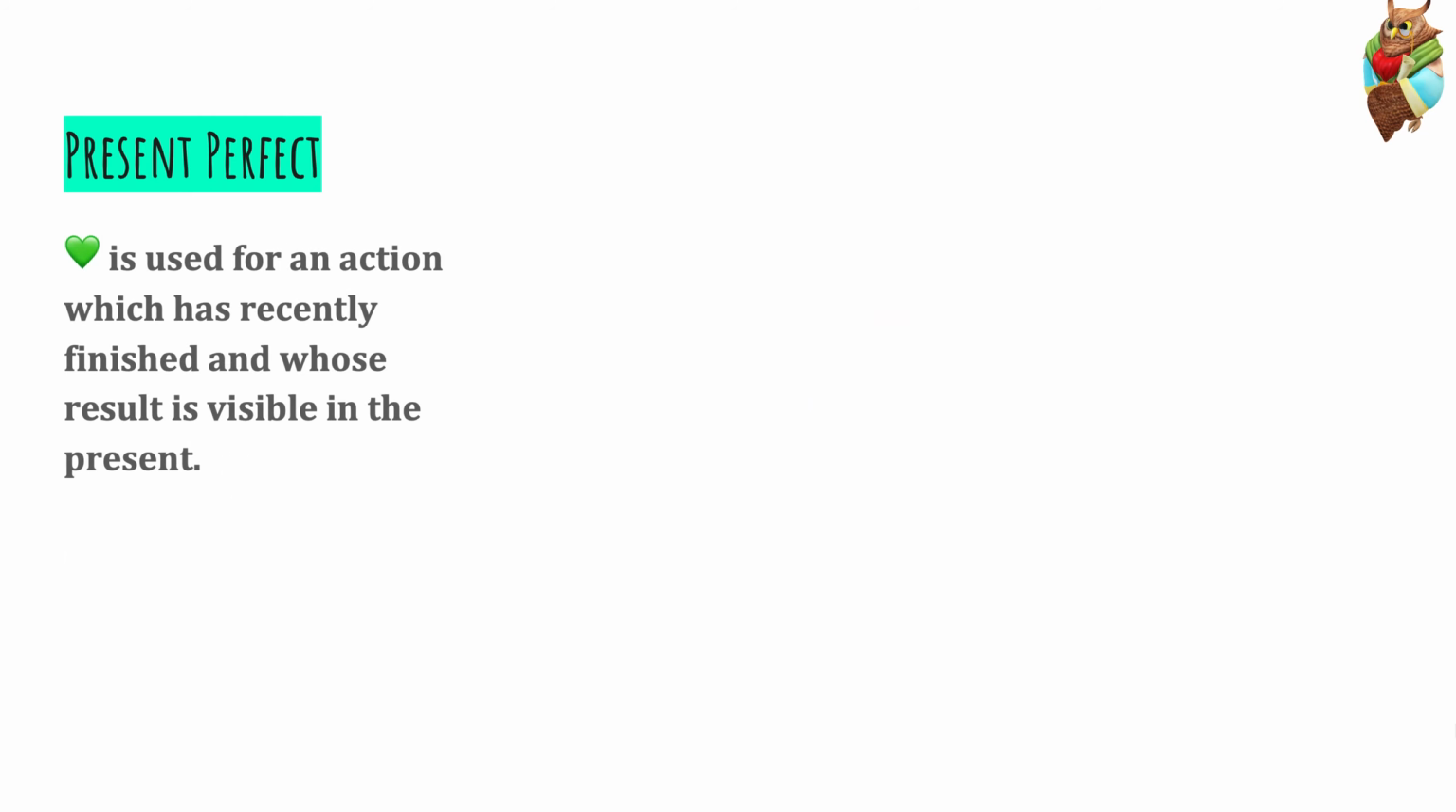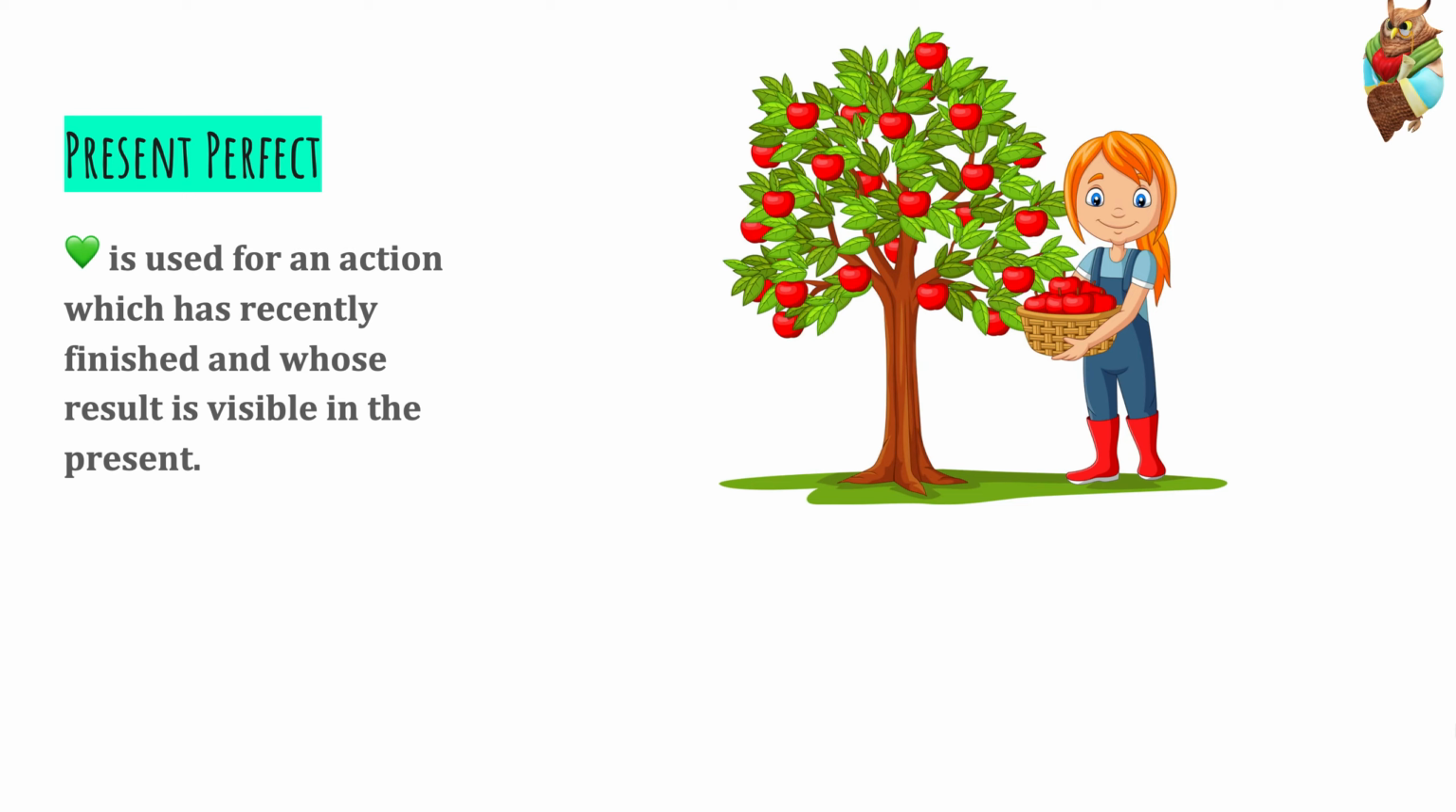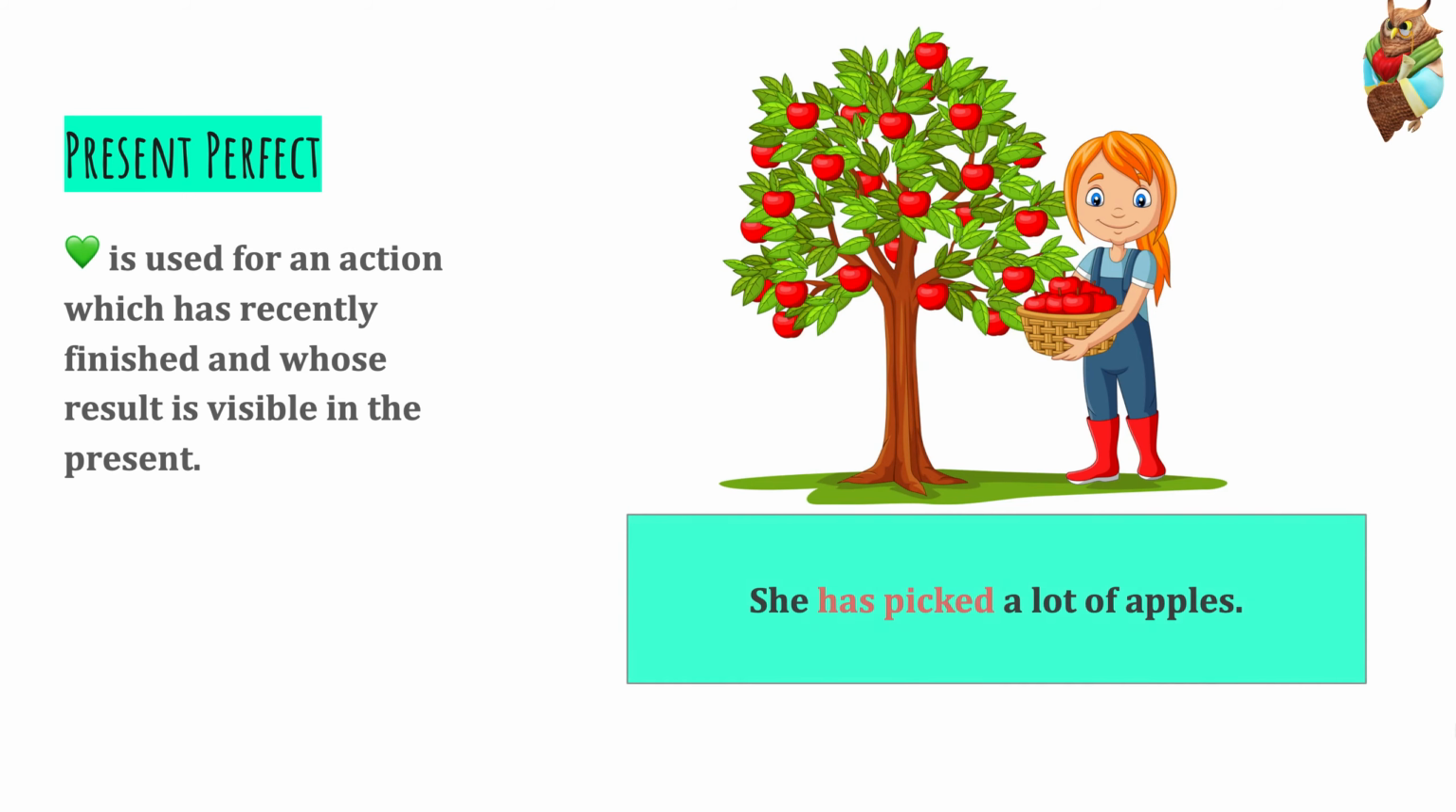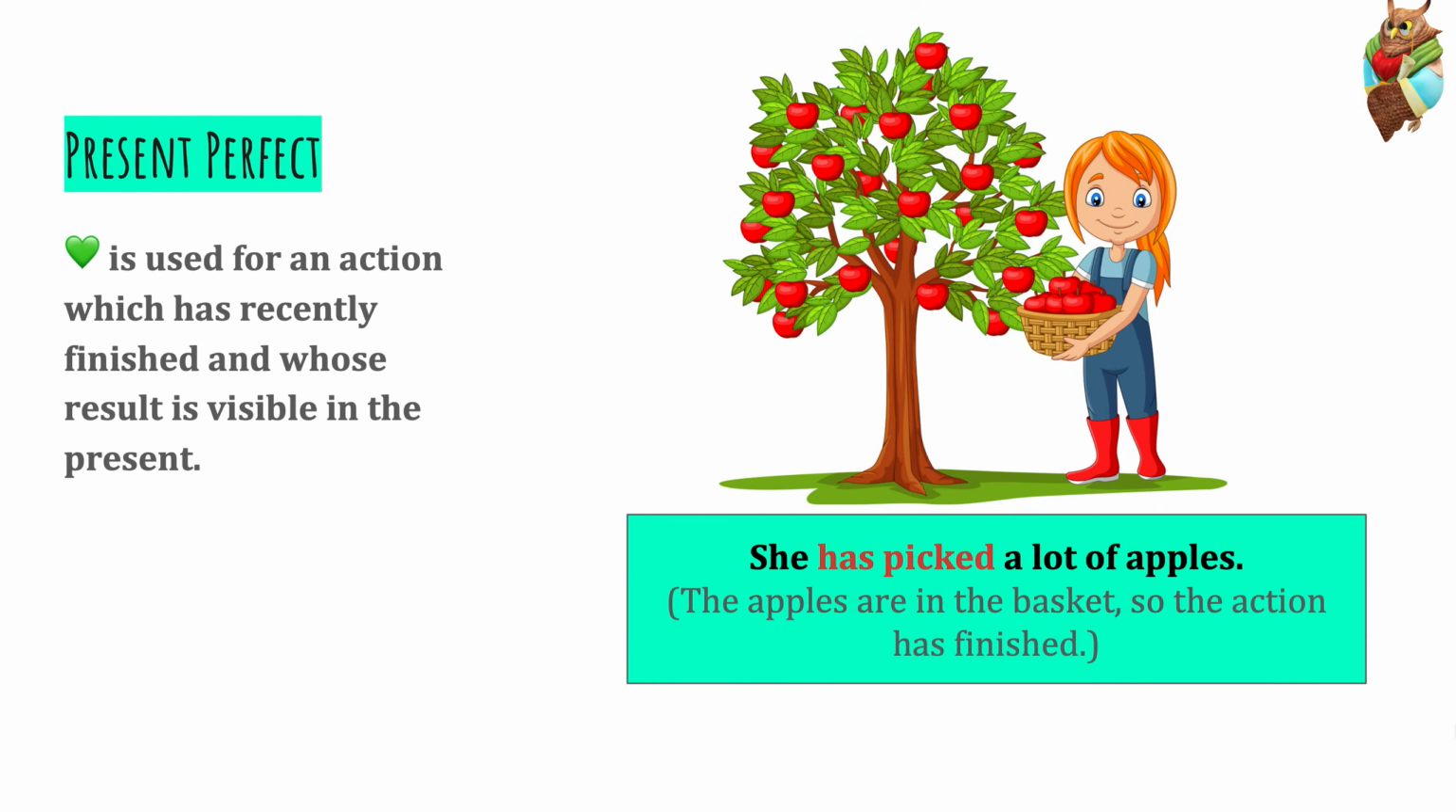Next one. Present perfect is used for an action which has recently finished and whose result is visible in the present. Okay, there is a girl with apples and she has picked a lot of apples. The apples are in the basket, so the action has finished. And we can see this basket with apples, so we can see a visible result in the present.